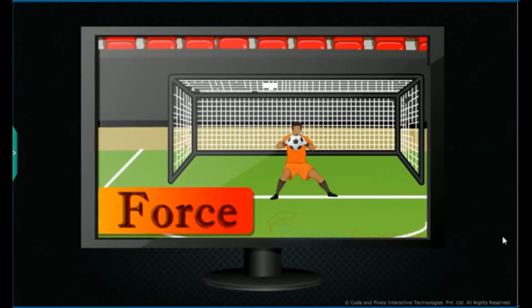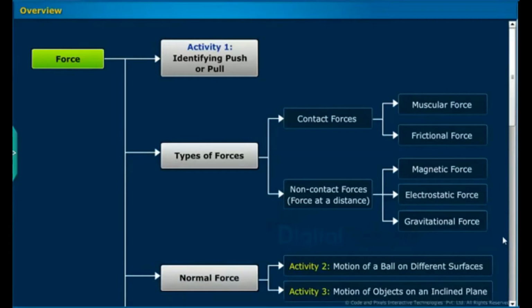Welcome to the chapter Force. This slide presents the overview of the chapter.